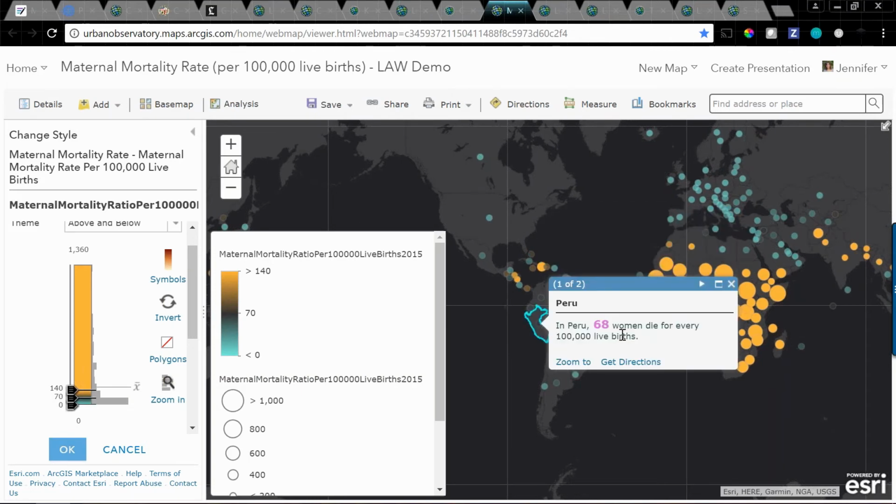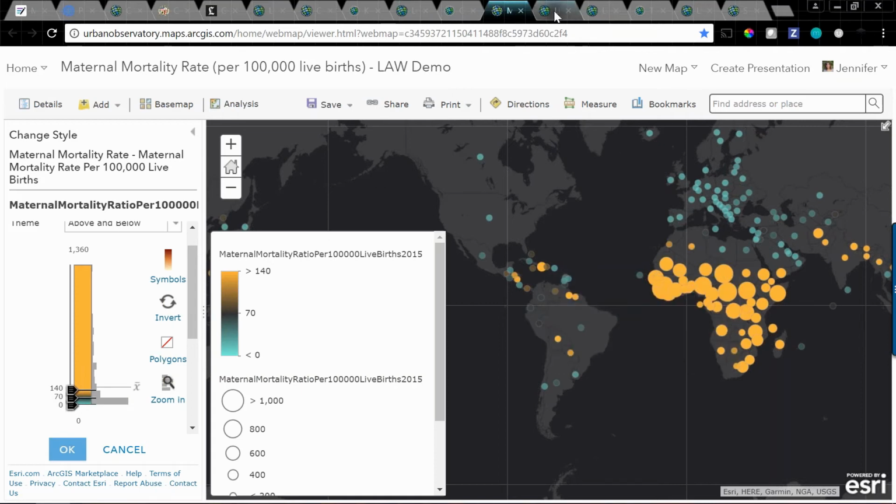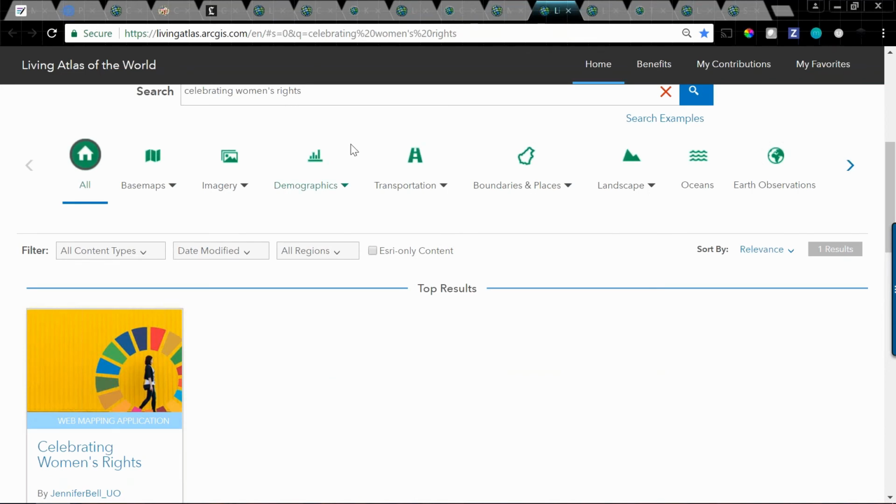They're just two from under the goal, so they're kind of straddling the line there. And this story map can be found in the Living Atlas as well.